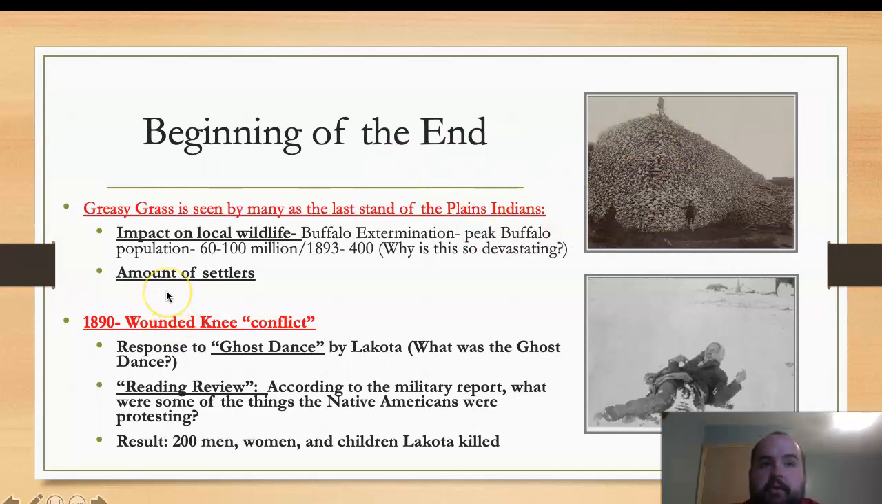And as I mentioned earlier with the Homestead Act, the amount of settlers was a huge issue. With all the settlers pouring in, as Native Americans suffered more defeats, they just didn't have enough people to fight all the new settlers that were coming in.